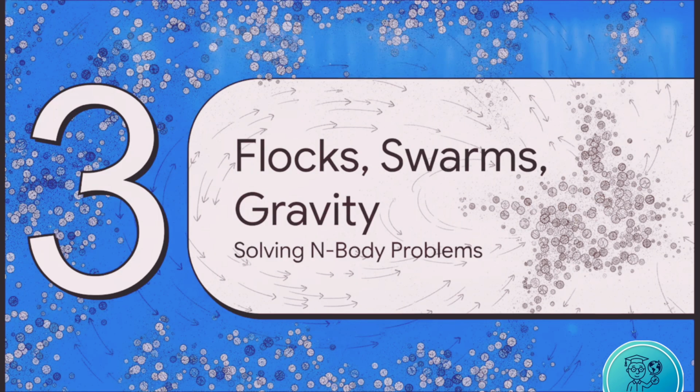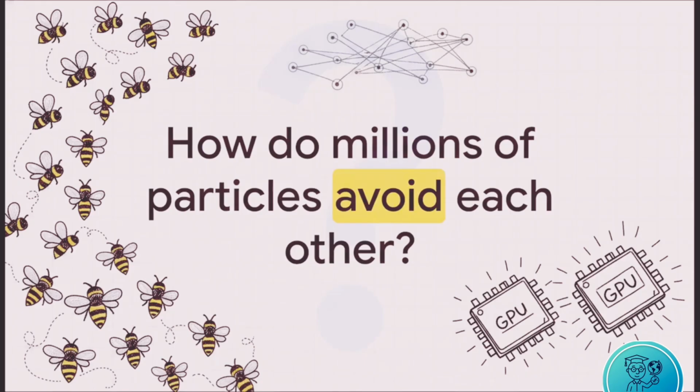Which brings us to Section 3, flux, swarms, and gravity. Let's solve some n-body problems. Let's zoom out a bit from the individual particle. What happens when millions of these individual actors need to flock together? This is where we hit a massive computational headache.